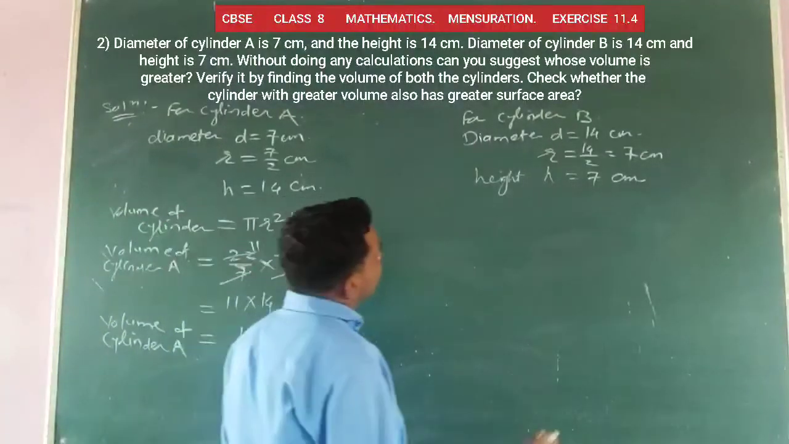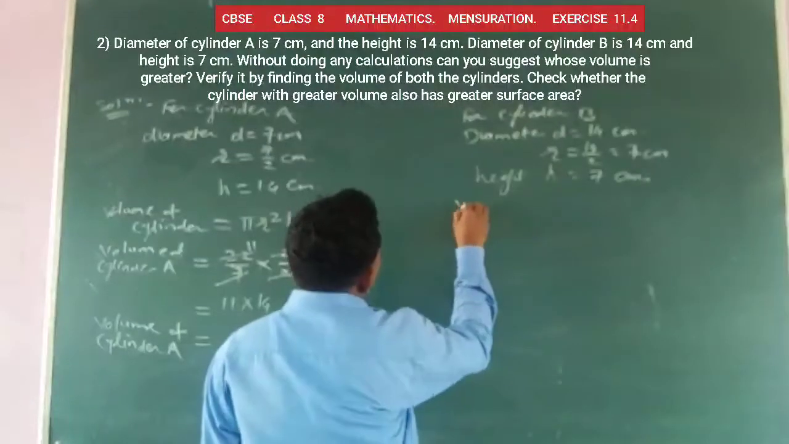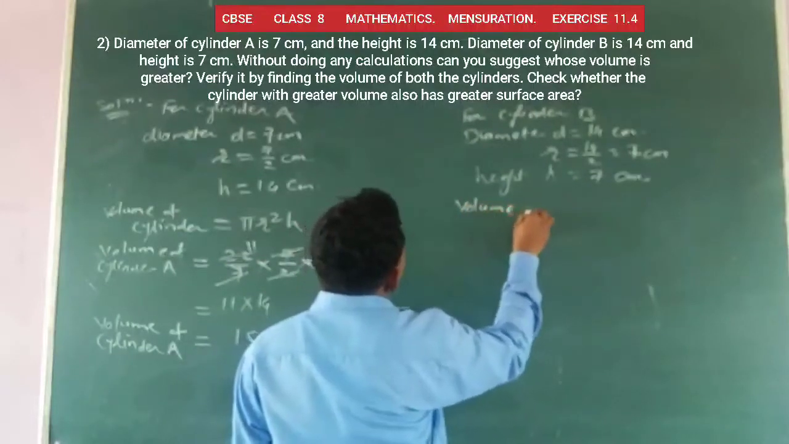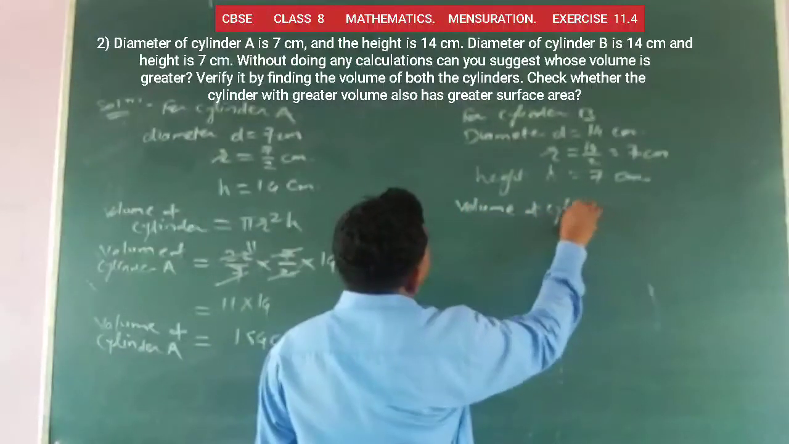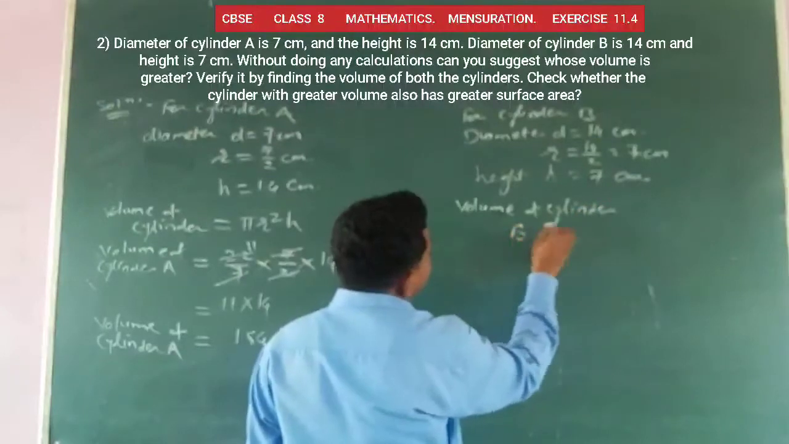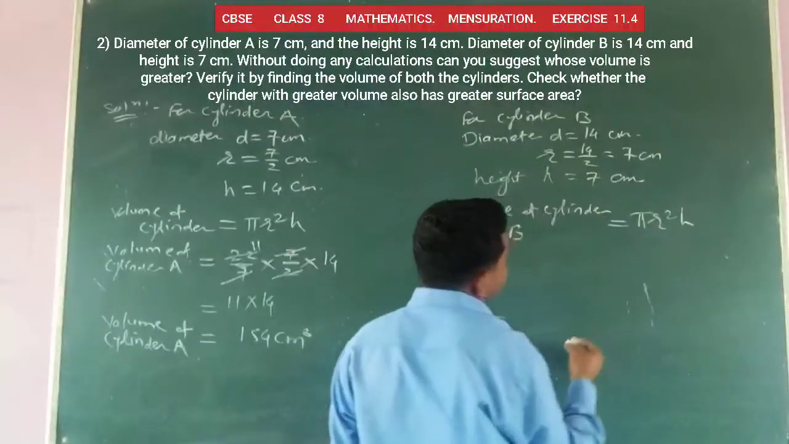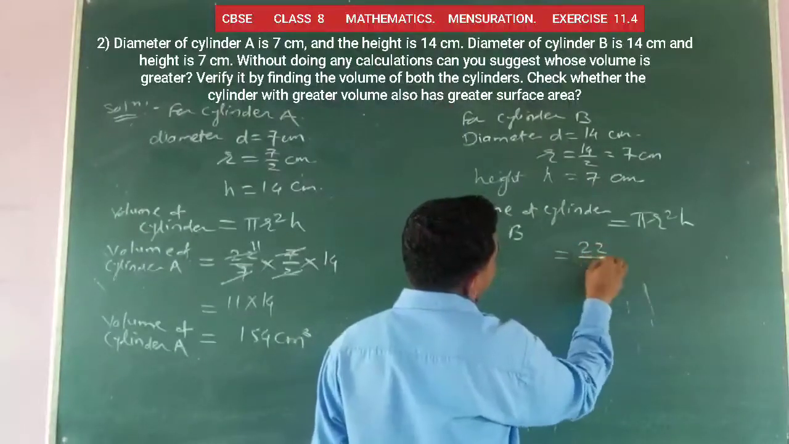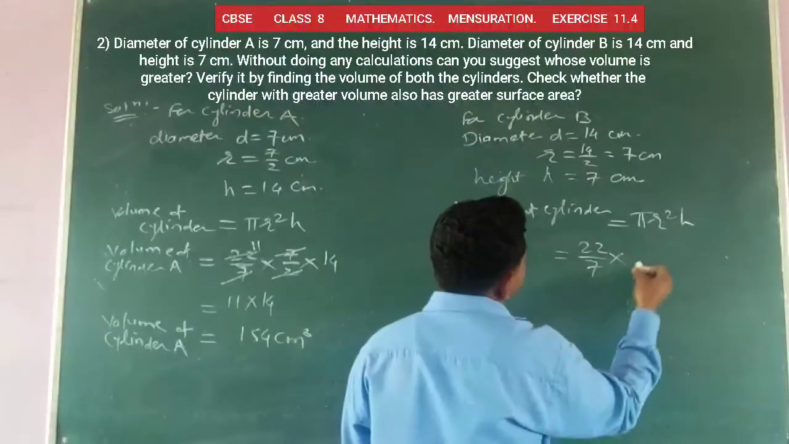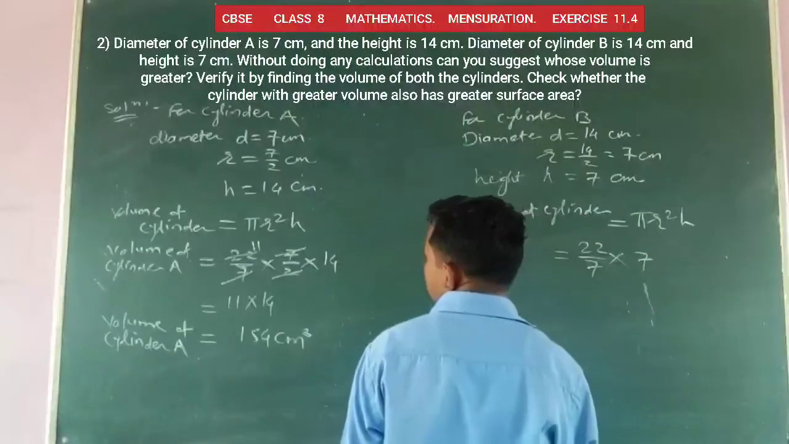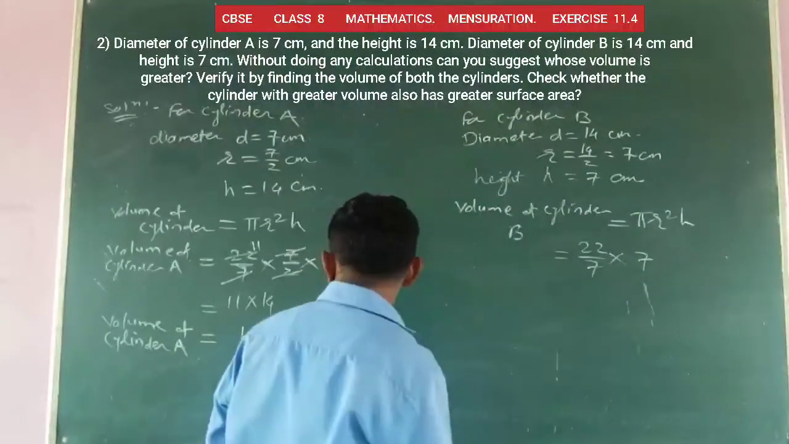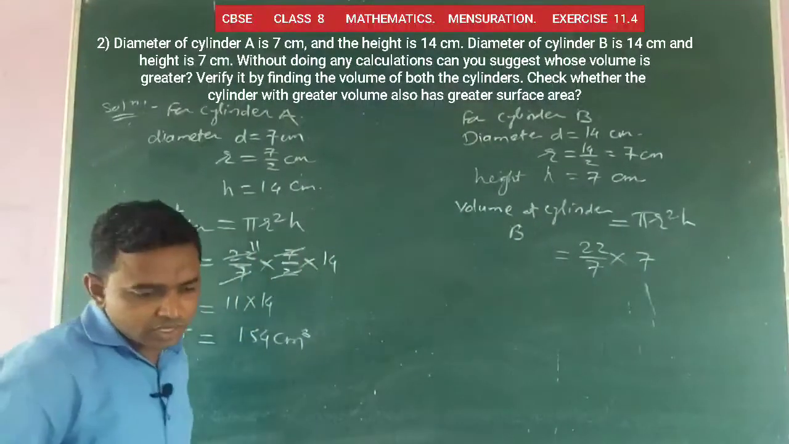And here for the cylinder B, again write down the formula. Volume of cylinder B, what is the formula? Pi r square h. And what is the value of pi? 22 by 7, radius is 7, here r square h.